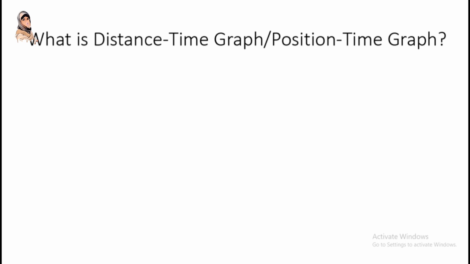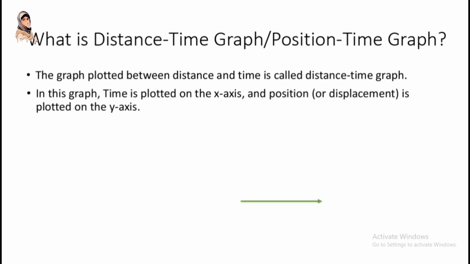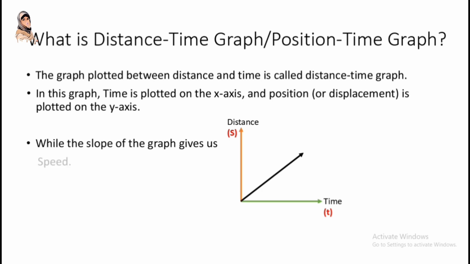What is a distance time graph or position time graph? Well, the graph plotted between distance and time is called a distance time graph. In this graph, time is plotted on the x-axis and position or displacement is plotted on the y-axis, while the slope of the graph gives us the speed.